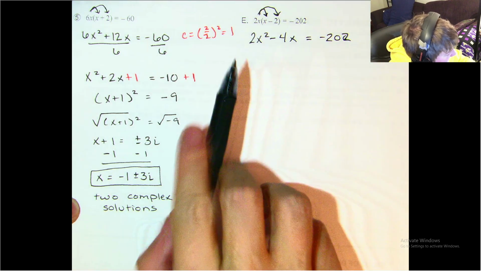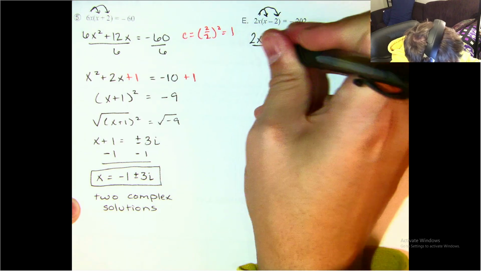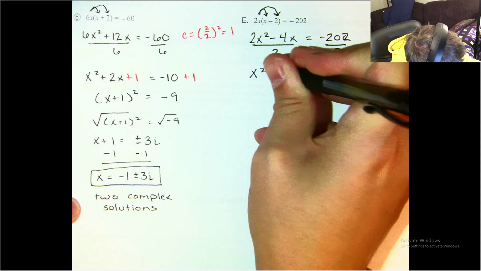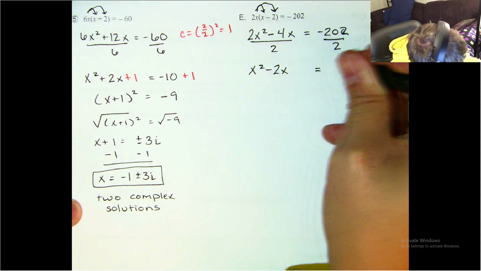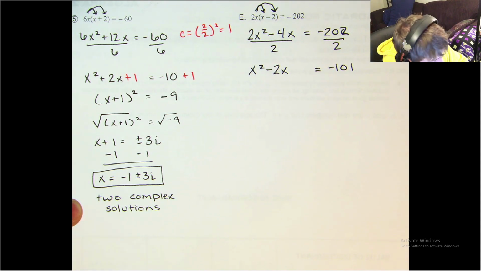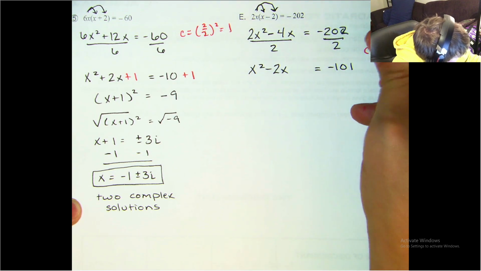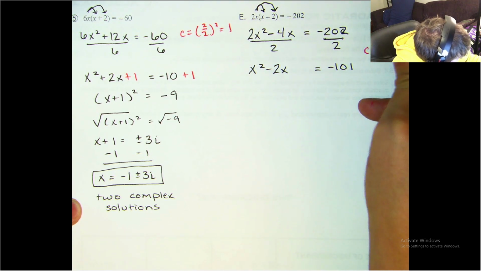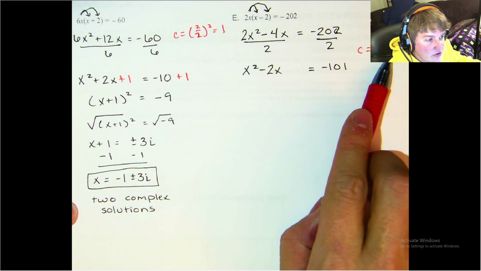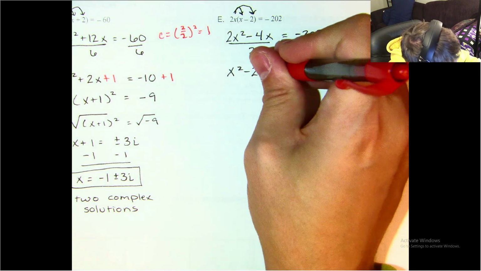We need to get the a value equal to 1. My a value currently is 2, so we're going to divide by 2 here. So we're going to get x squared minus 2x is equal to negative 101. Now we have to find our special c value, which is negative 2 divided by 2 squared, which is also 1. Negative 2 divided by 2 is negative 1. Negative 1 squared is positive 1. So we have to add 1 to each side.